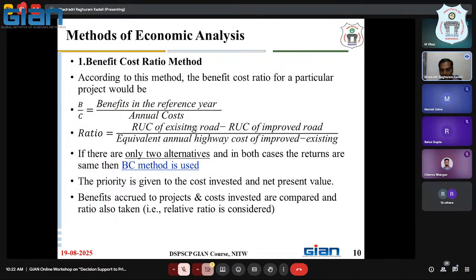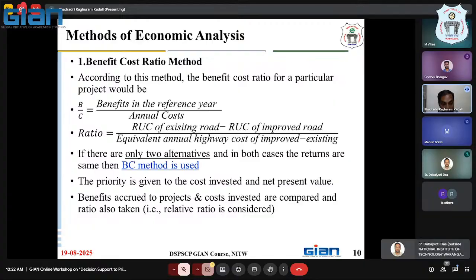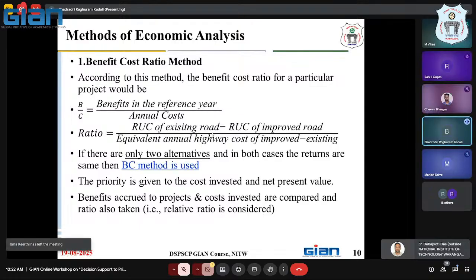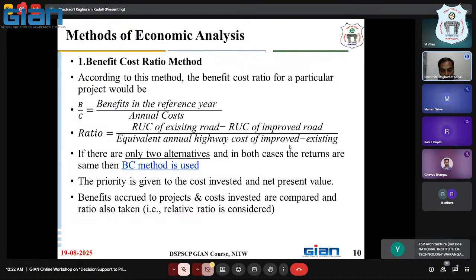Let's start with the first method, the benefit cost ratio method. According to this method, we estimate all the benefits we are expecting from the project divided by the total cost of the project. That is a very simple formula. This ratio is the road user cost of the existing road minus the road user cost of the improved road, divided by the equivalent annual highway cost of the improved minus the existing.